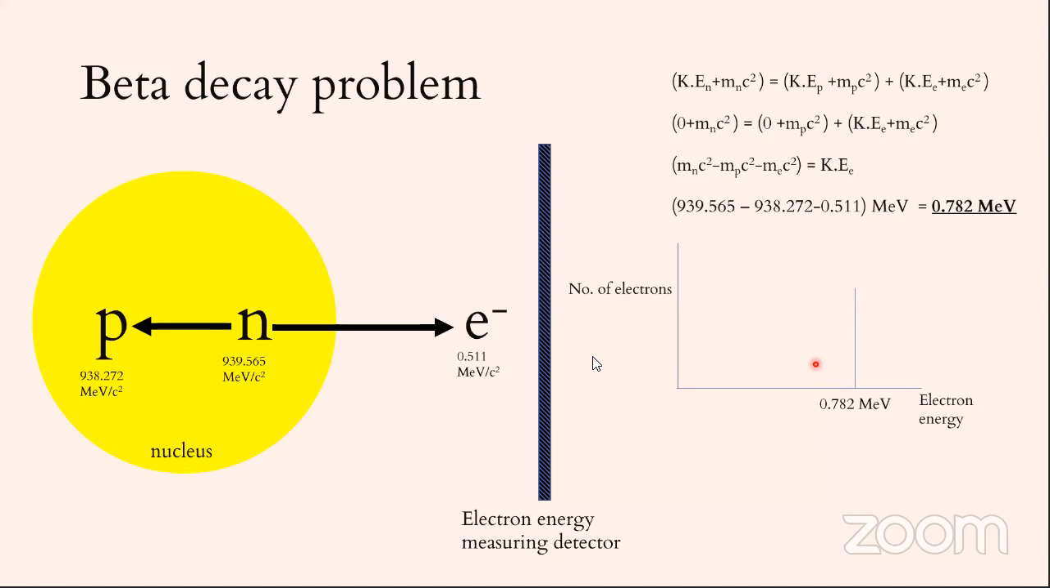Okay, sir. So my second question is, what is the basic difference between the mass eigenstates and the flavor eigenstates? See, they are stationary states. Mass eigenstates are stationary states. Okay.